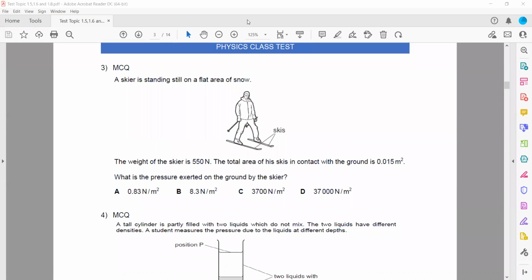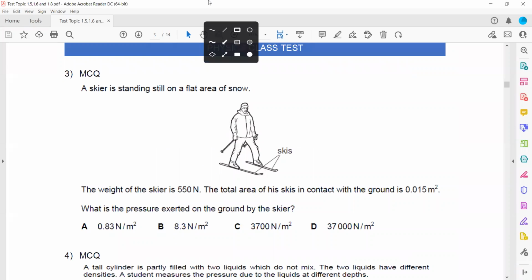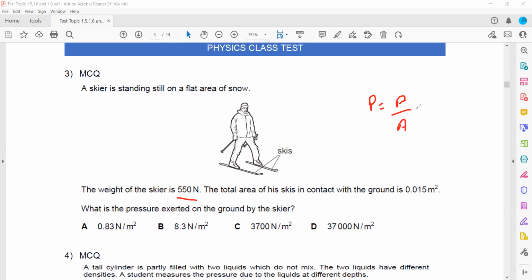Then question 3, a skier is standing still on a flat area as shown here in the figure. The weight is 550, and pressure is force divided by area. So the force is 550 and the area is 0.015. So 550 divided by 0.015 will give us 36,666 newtons per meter squared. So this is closer to which value? 36,666 is about 37,000 newtons per meter squared.